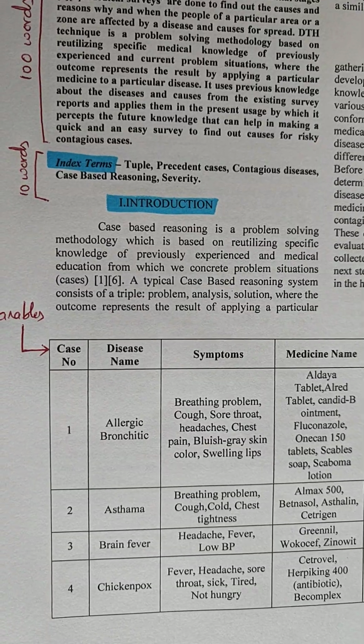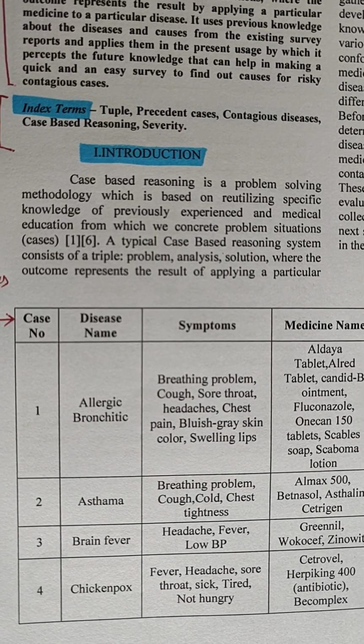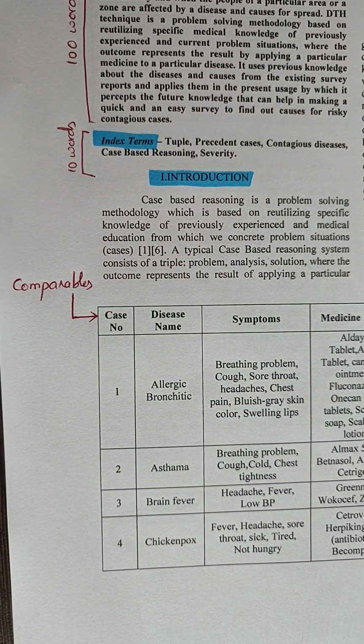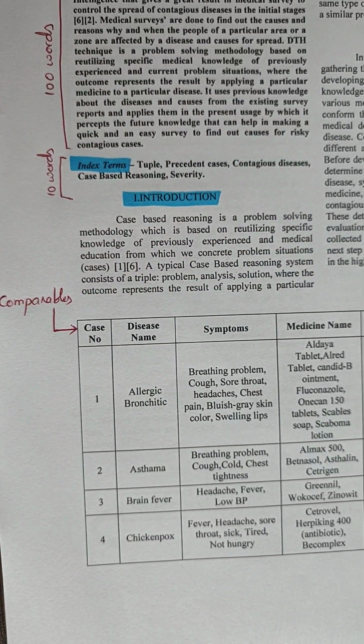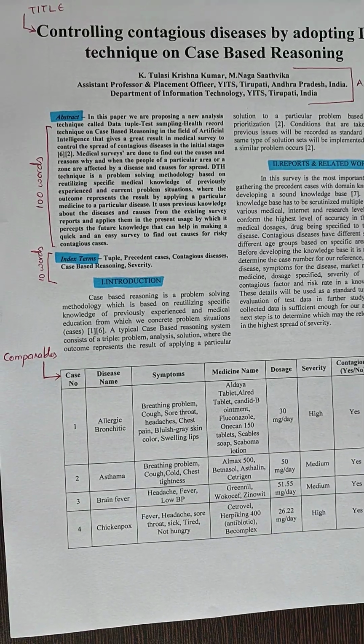So once you are writing the introduction of your paper, always remember to write about the existing system first. Do not write directly about your proposed system. Write about your existing system. How is the existing system working, or the existing algorithm working, or the existing system functioning.